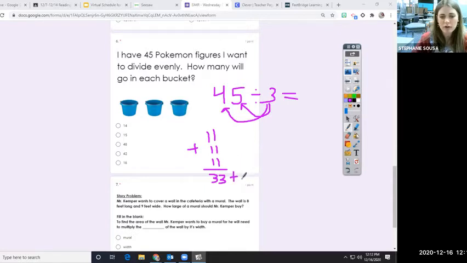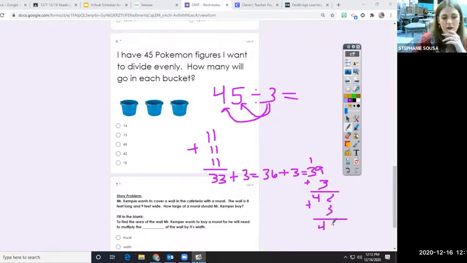So if I went from 33, let's see, if I added 3 more, that would be 36. If I added 3 more, that would be 39. If I added 3 more, that would be 42. If I added 3 more, that would be 45. Hey-oh, I've got all my Pokemon figures. So now I'm going to count how many times I added 3. 11, 12, 13, 14, 15 times.